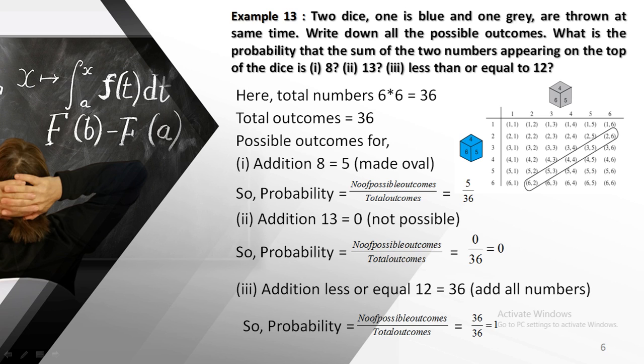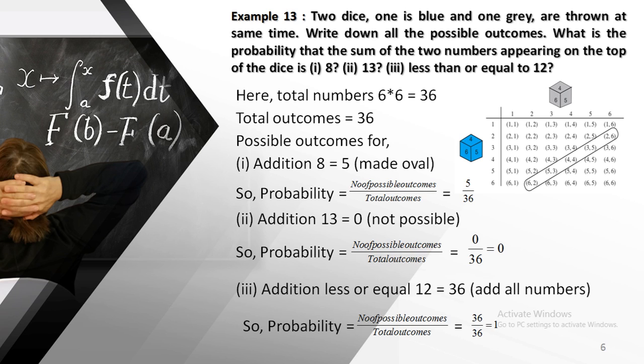So starting with this, 2 plus 6 equals 8, 3 plus 5 is 8, 4 plus 4 is 8, 5 plus 3 is 8 and 6 plus 2 is 8. Got it? So there are 5 possible outcomes: 6 2, 5 3, 4 4, 3 5 and 2 6, right? Now the second, for 13, the addition of 6 6 means the last one is 12, so there is no possible outcome for addition of 13, right? So its possible outcome is 0.